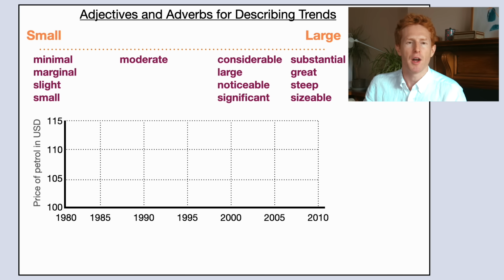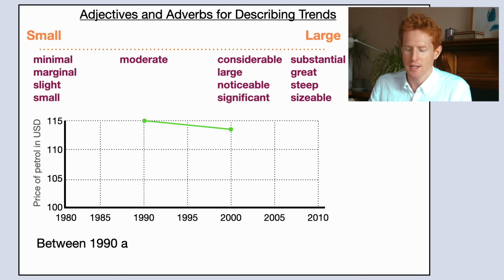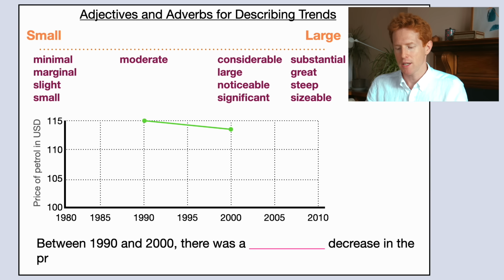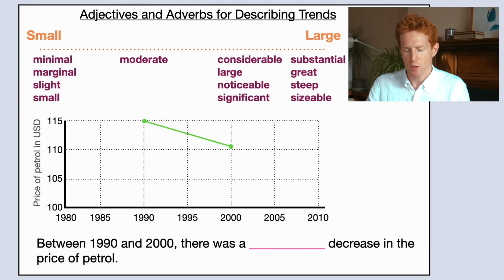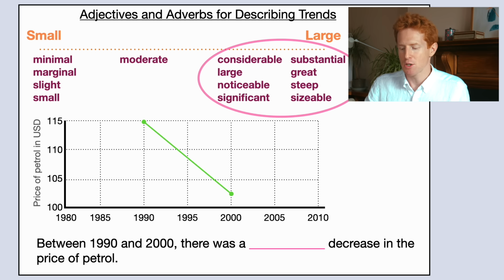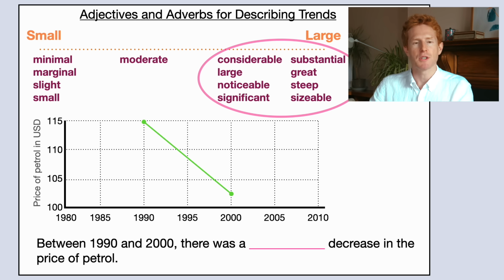Let me see if you can identify which adjective would be most appropriate for this trend. Between 1990 and 2000, there was a something decrease in the price of petrol. Which group would you choose? I would choose this group. There was a minimal, a marginal, a slight, or a small change. Now, what happens if we had a trend like this? Well, between 1990 and 2000, there was a moderate decrease in the price of petrol. And then a trend like this. Between 1990 and 2000, there was a considerable decrease in the price of petrol, a large decrease in the price of petrol. You could choose any of these adjectives.